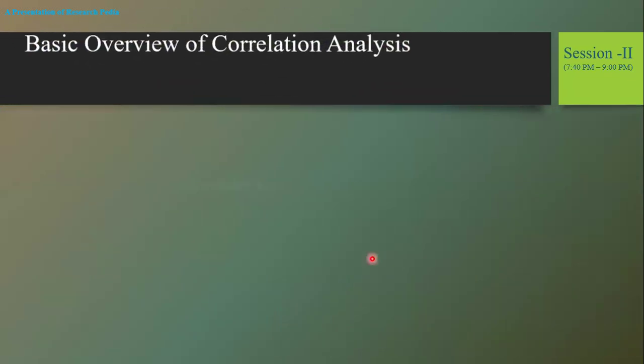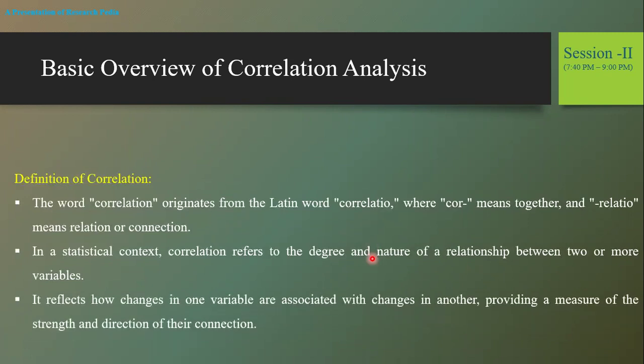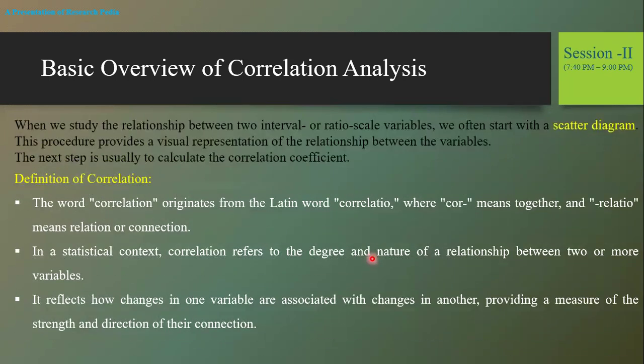So I was telling you about the basic definition of correlation, where I have told you that it is the relationship between two variables. One might be dependent, one might be independent, or they may both be independent variables. So in order to check the relationship between two interval or ratio scale variables, we need to start with a scatter diagram. If you remember, when I was giving a session on different types of diagrams and charts, I told you about a scatter diagram. That is the graphical representation between two variables.